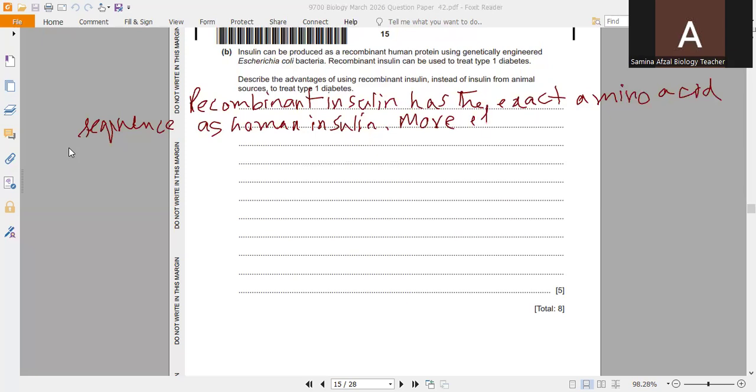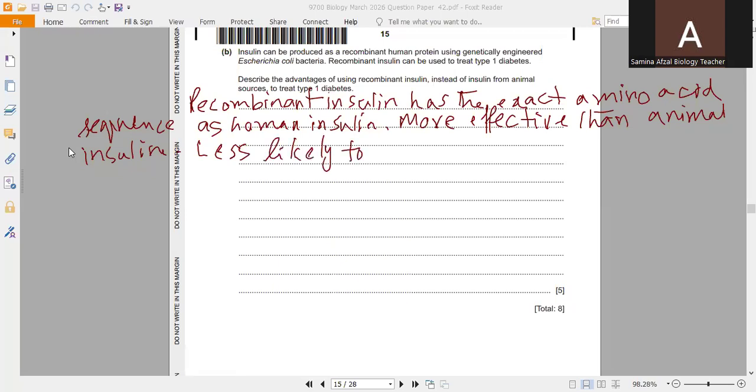More effective than animal insulin, less likely to trigger an immune response.